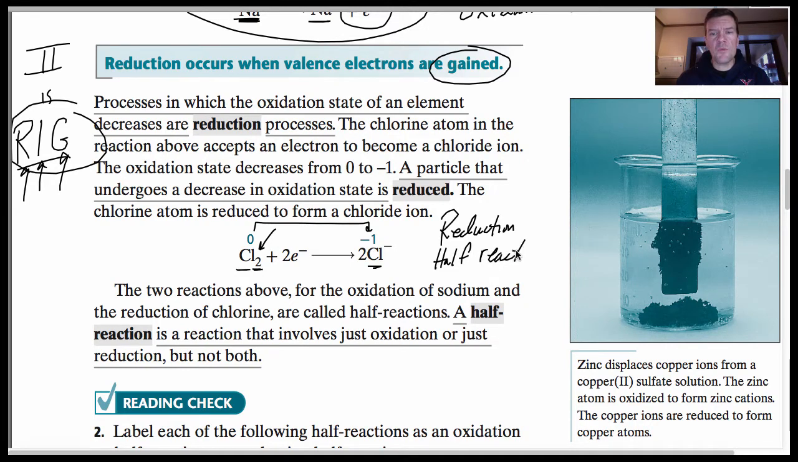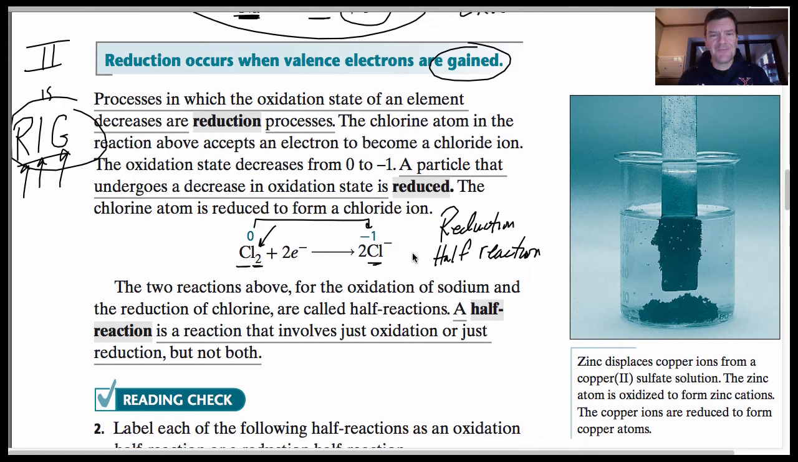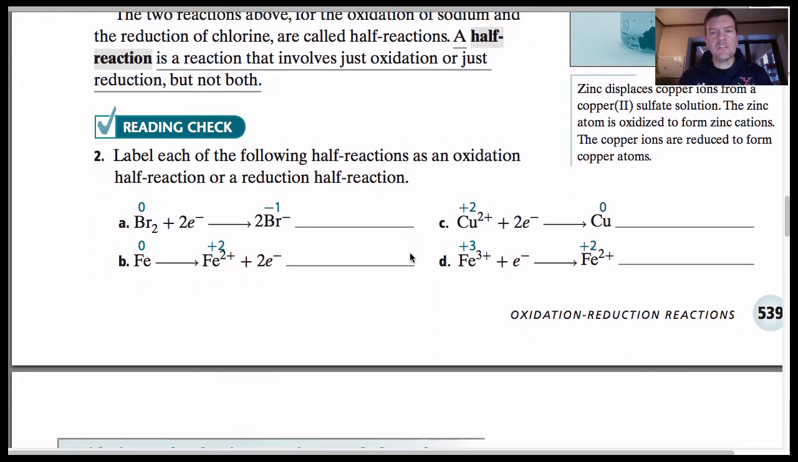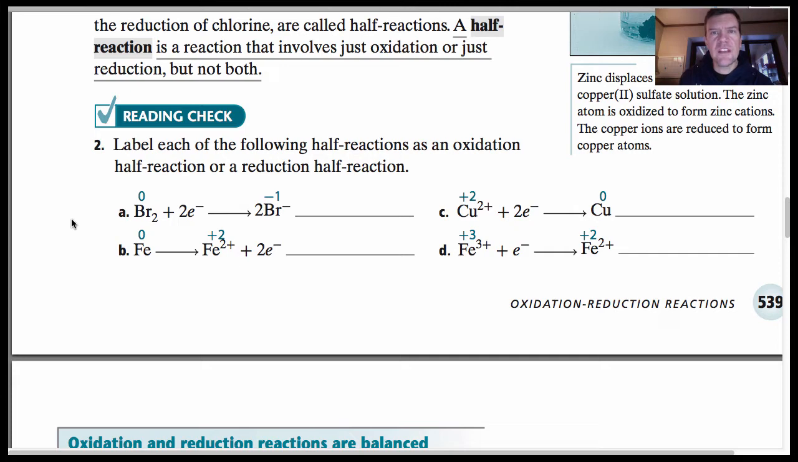They can't happen one without the other, but we're just separating them so we can isolate who's gaining and who's losing electrons. So let's quickly look at these. These are only half reactions, only half of the overall reaction, and we can quickly identify whether each is an oxidation half reaction or a reduction half reaction. Let's look at A. There's a really easy way to do this. If the electrons are on the reactant side, obviously they're gaining electrons, so that would be reduction.